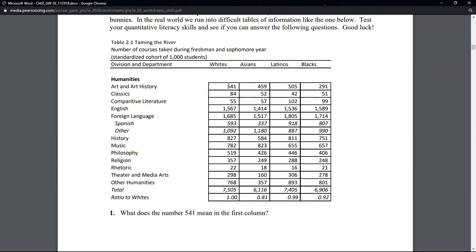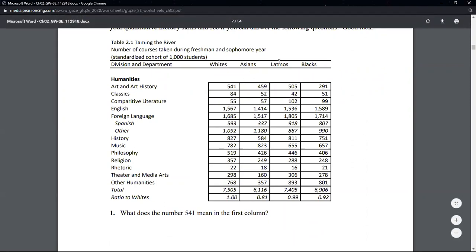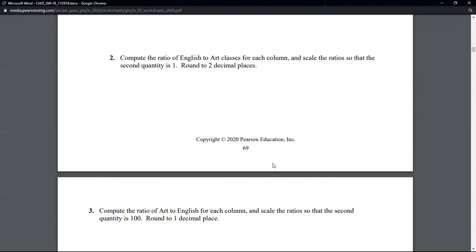But we have the number of students based on whites, Asians, Latinos, blacks, that's ethnicity, and how many of them are taking art and art history, how many of them took classics, how many of them took comparative literature. So these are different types of humanities classes, history, music, a foreign language, specifically Spanish versus another. Then total, then they have a ratio to the whites here. It's more about question 2 and 3 that I might throw up as an additional group work activity.